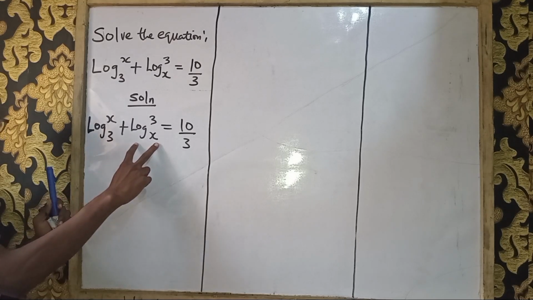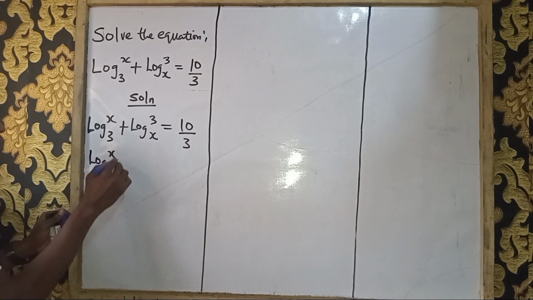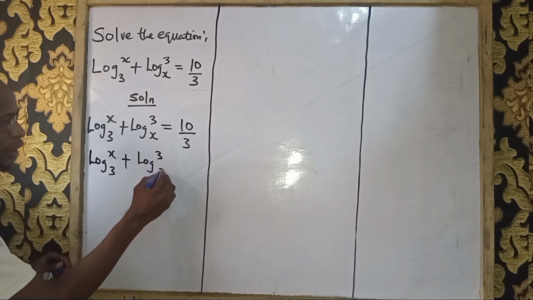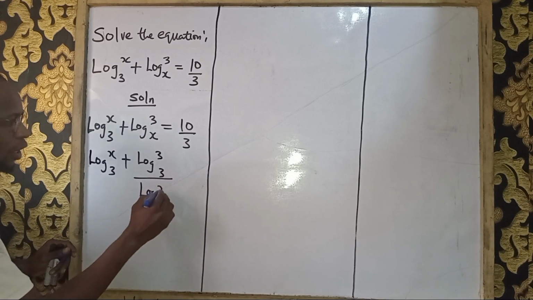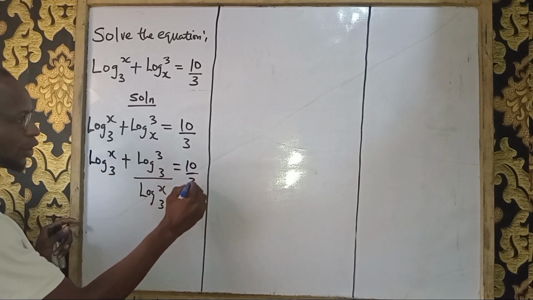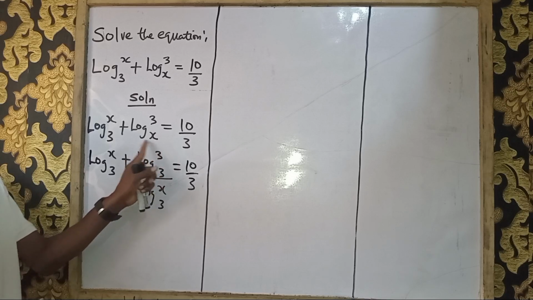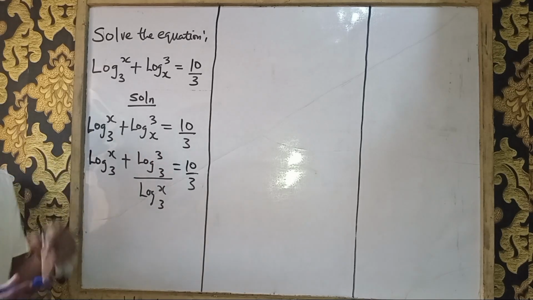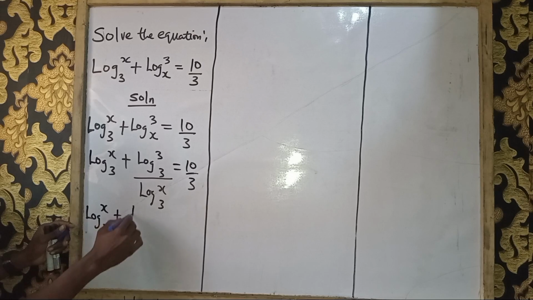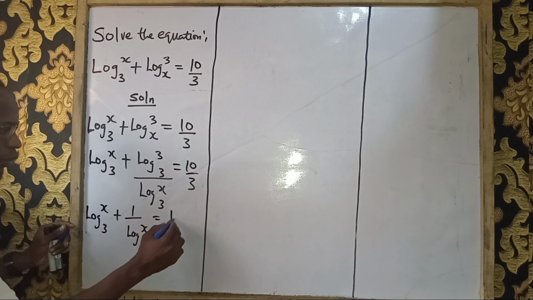So I'm going to change this one back to base 3. So how do I achieve that? This is written as log x in base 3 plus log 3 in base 3. So I've been able to change this one to base 3, so therefore I can still do something here. The whole of this means what? 1. So we are going to have log x in base 3 plus 1 all over log x in base 3, is equal to 10 over 3.